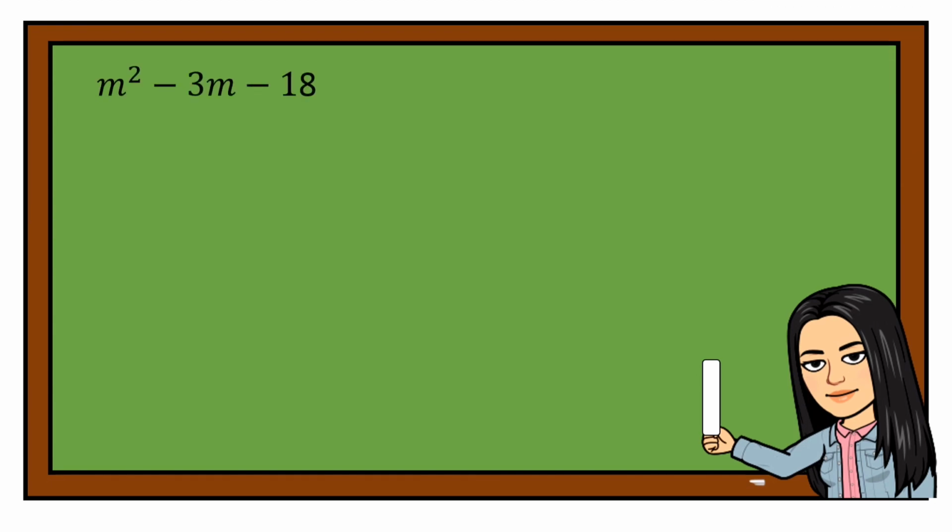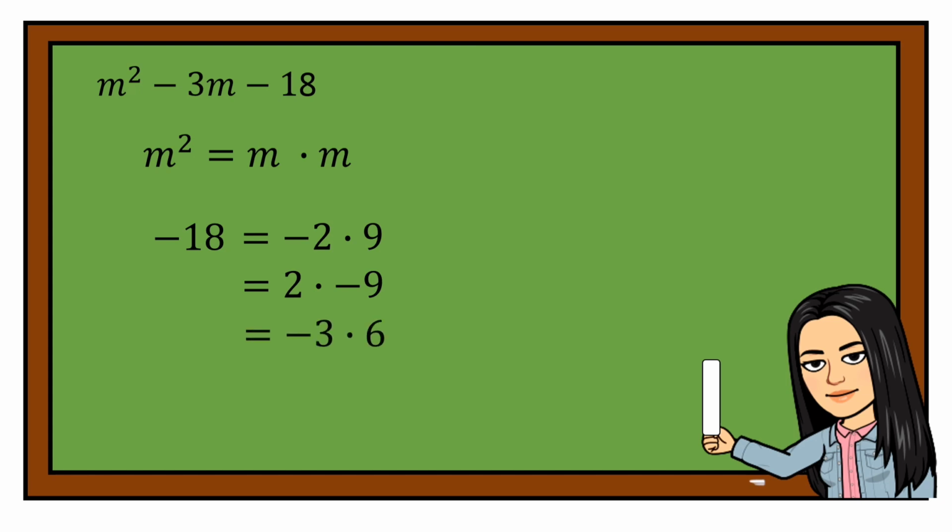Okay, next example. m squared minus 3m minus 18. Okay, factor out the first term. So the first term is m squared, that is equal to m times m. Next, factor out the last term, which is negative 18. So list down all the factors of negative 18. We have negative 2 times 9, 2 times negative 9, negative 3 times 6, and 3 times negative 6.